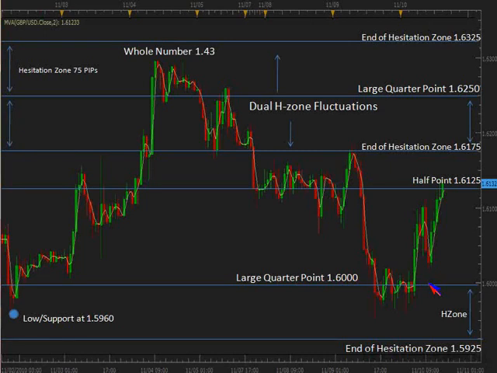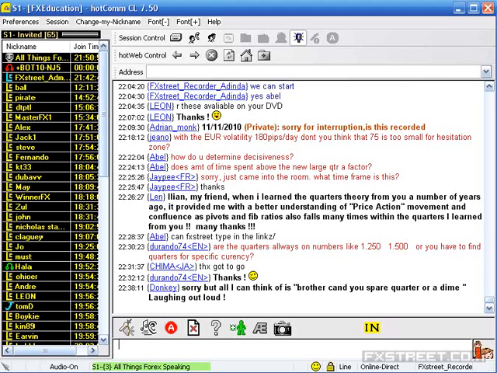Now let's take a look at the recent developments with the pound dollar pair. You are going to see that the numerical representation of the large quarters is going to be different. There will be different numbers here, but the ranges are exactly the same. They're identical, no matter whether the numbers that represent the large quarters or the hesitation zone and so forth are different.